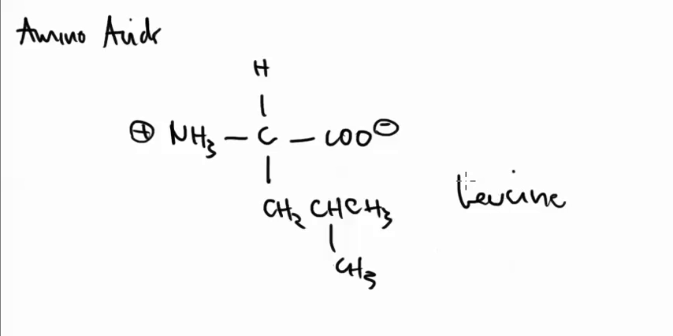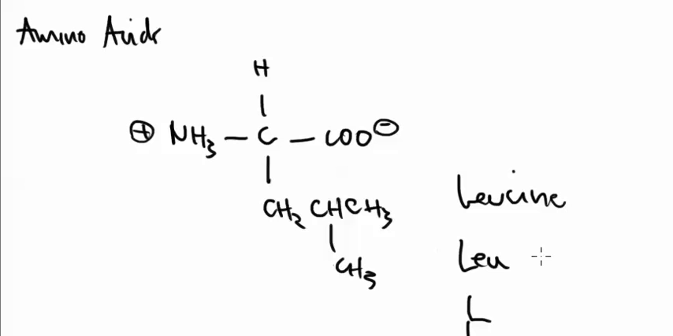So leucine. The 3-letter abbreviation, guess what? LEU. First letter abbreviations, guess what? L. Ding, ding, ding. You get it correct. So leucine, valine, alanine, and glycine. So we've got one more.